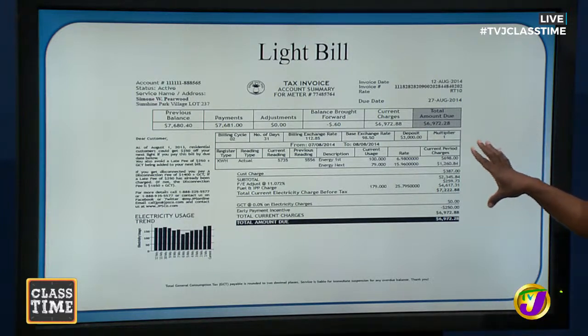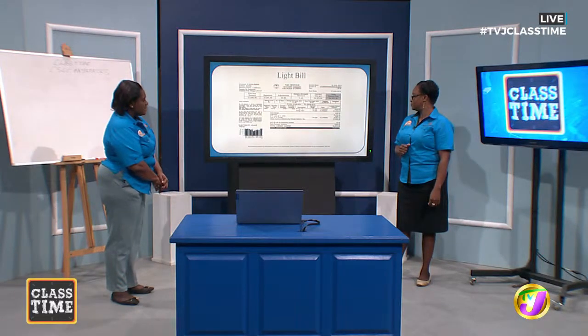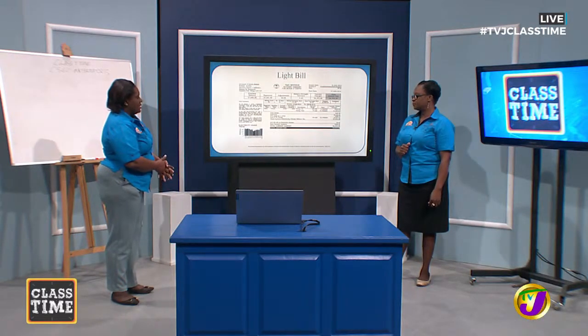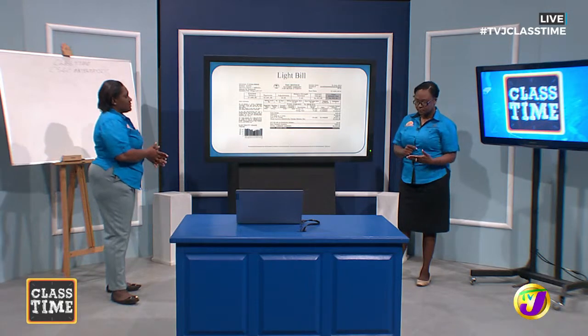It is already calculated on this bill for you, because this person is expected to now pay $6,972.28 for their light bill or the electricity bill. We must highlight too that it includes the tax, if there is tax to be paid, as well as a fuel charge or other charges that comprise the bill.